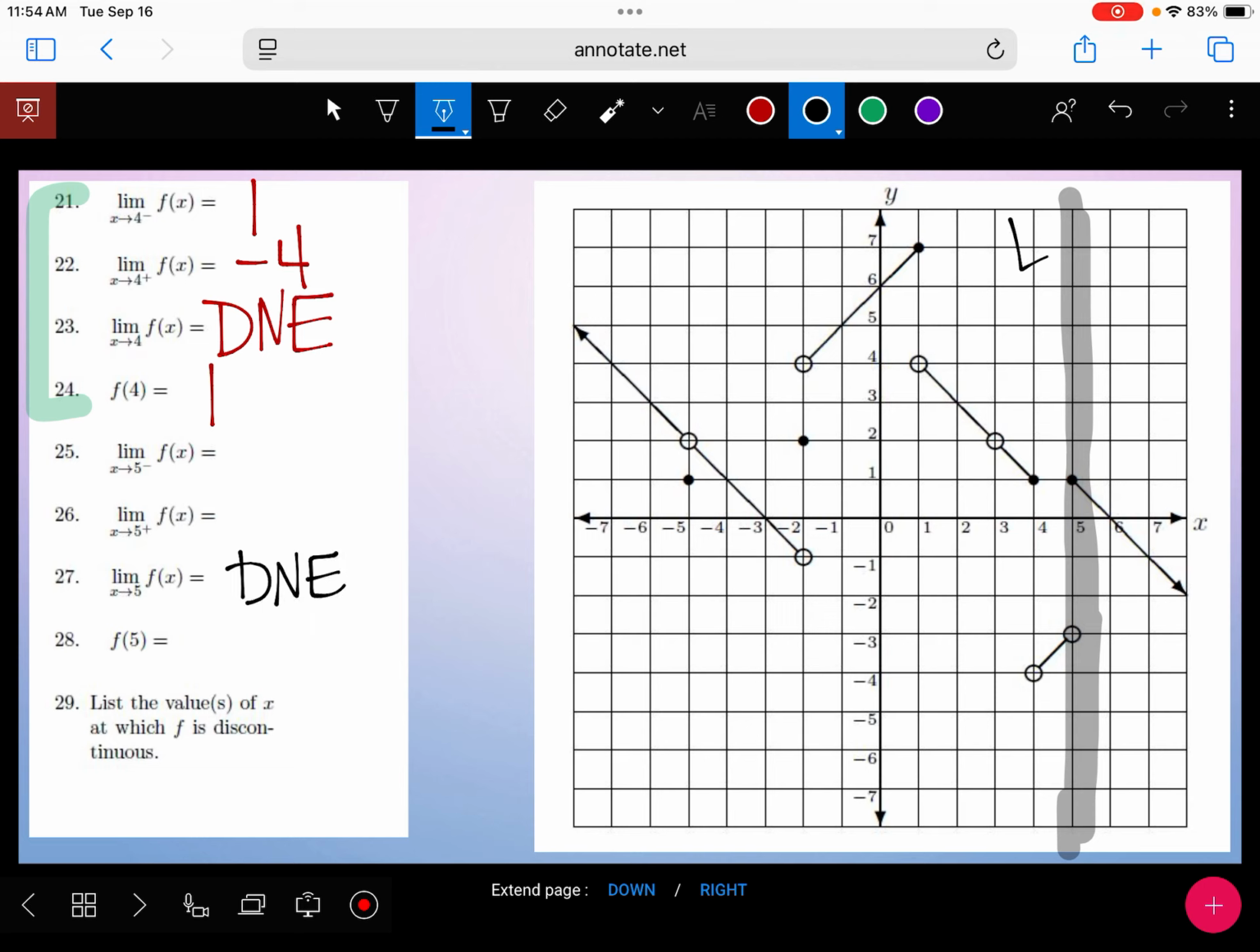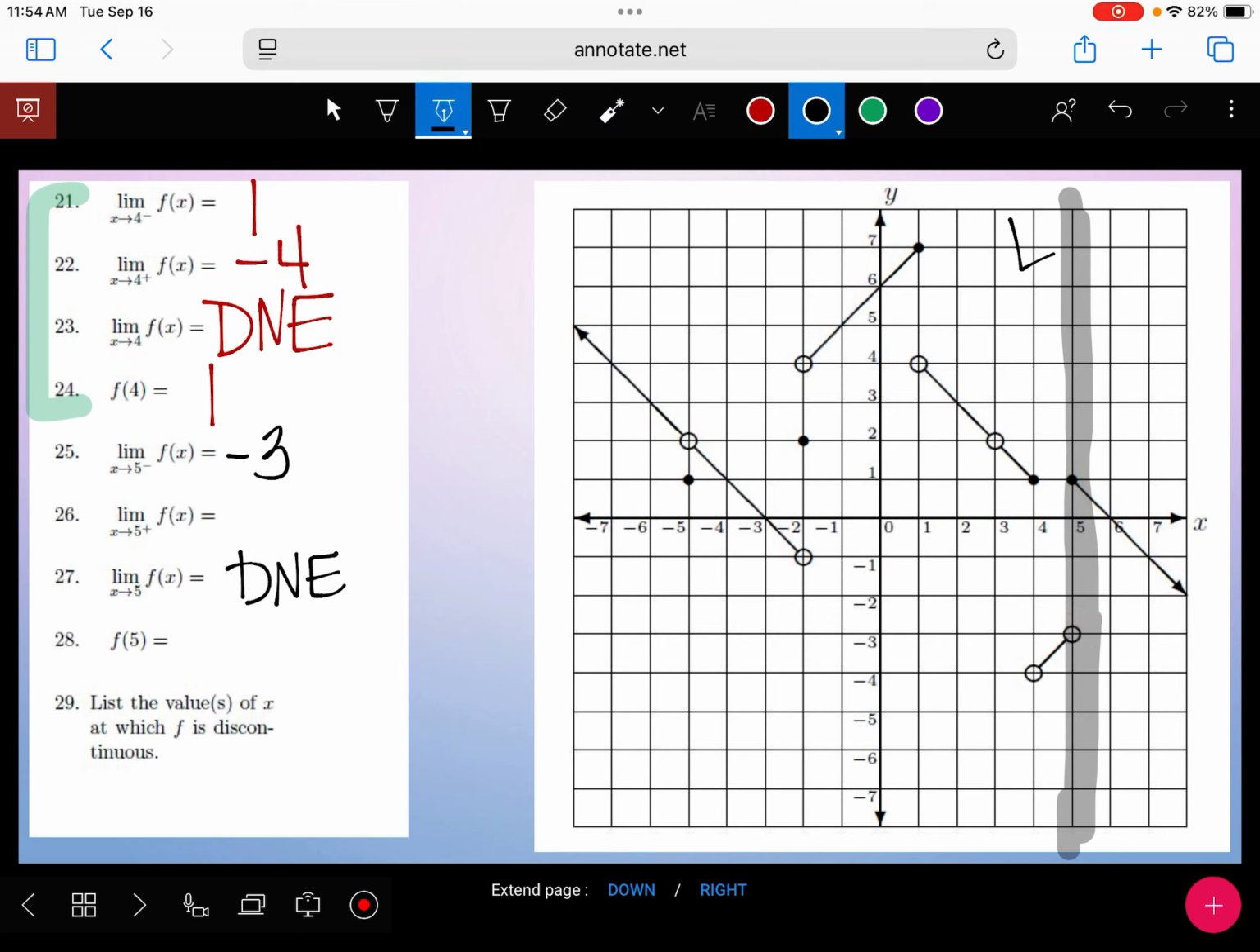From the left side, if I trace from the left, the graph is stopping right here on my green wall. So success, what is that number right here where my red laser is? What is it approaching? -3. Good job. So this would be a -3.